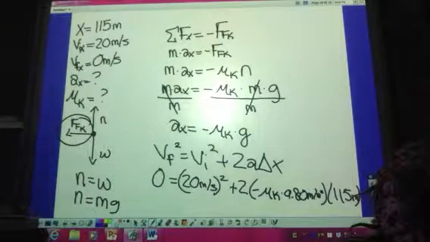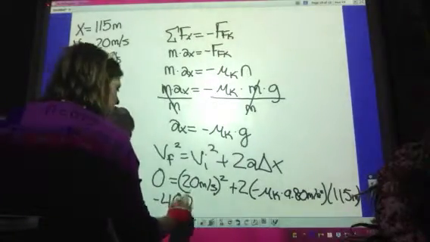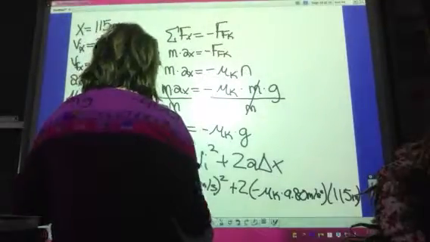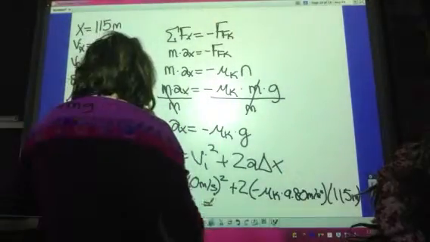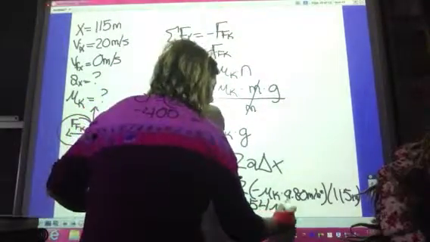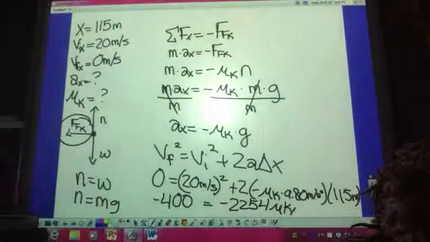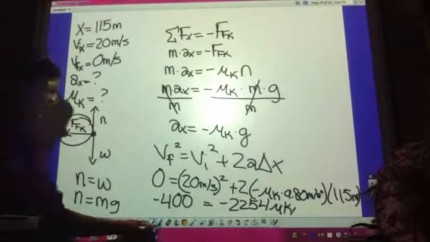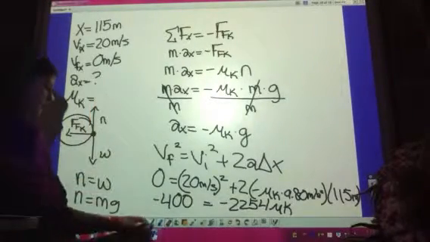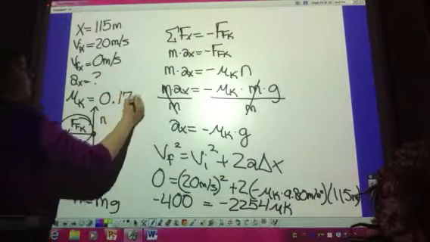So every single one of these variables, the only thing I'd be left with is my mu k. So if I do my math here, I could solve for mu k, and then you should end up getting here, this would be like a negative 400 equals a negative 2254 times mu k. I think that's what I ended up with. And then I just divided that negative 400 by a negative 2254, and then that gave me my mu k to be 0.177.